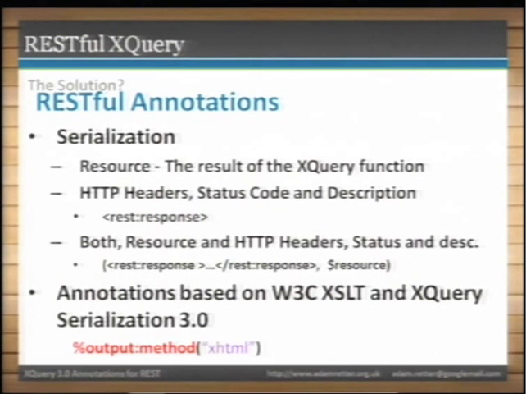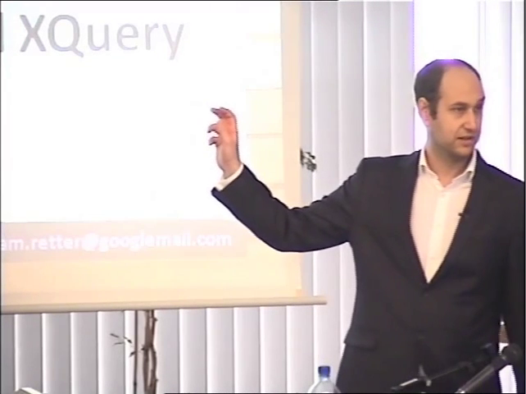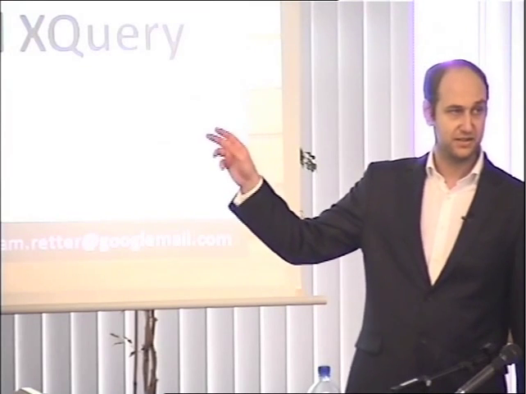And in terms of how I get the result of my function back to my RESTful client or the web browser, serialization: I've said either the result that goes back is the result of your function, or you can also provide some information and the result of the function. And I've allowed you to set HTTP headers by creating this REST response element that you can pass out of your function. And you can also set the status code and the description and these kinds of things.